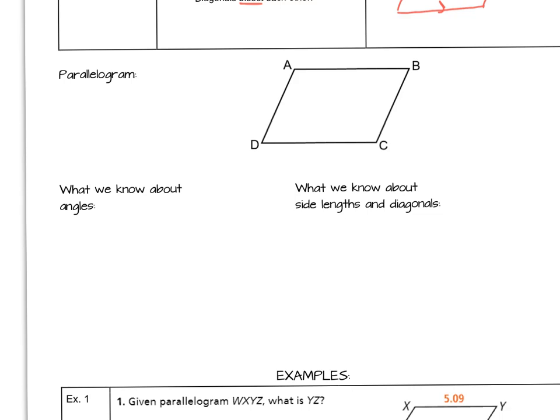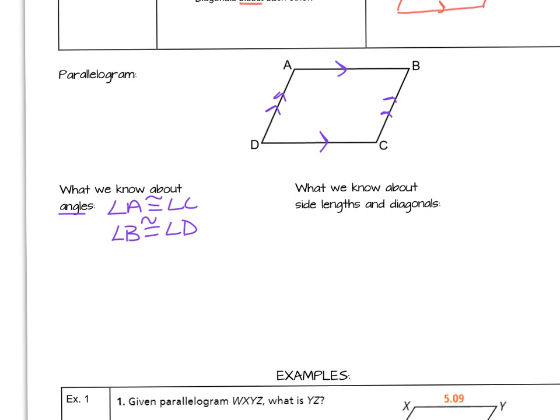Given parallelogram ABCD over on the right, the definition allows us to write a single arrow on top and bottom and a double arrow on left and right. Or you could reverse that and do a single arrow left and right, double arrow top and bottom. What we know about angles, there's a lot that we can mark. We know that angle A would be congruent to or equal to angle C. And angle B is congruent to or equal to angle D.